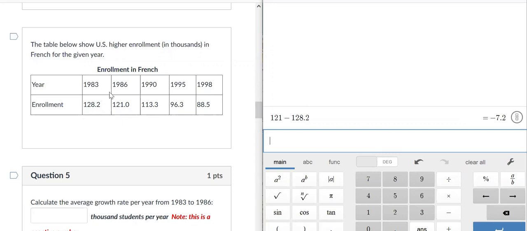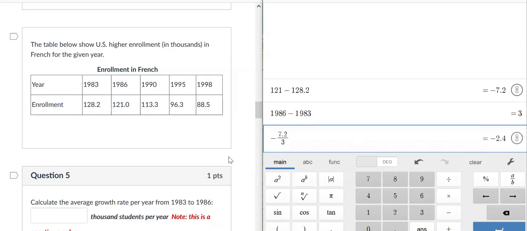Now, how many years from 83 to 86? That's 2 years in between that. Right, that's 3 years, right? Oh, 3 years. Yeah, 1983, so that's 3 years, right? So I'm going to take my negative 7.2 and divide by 3. You can see that okay, right?